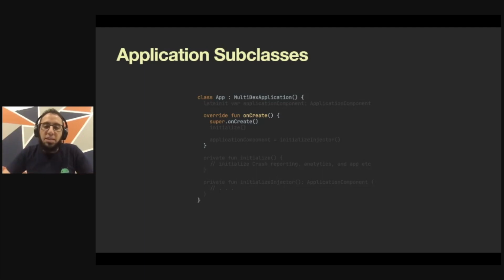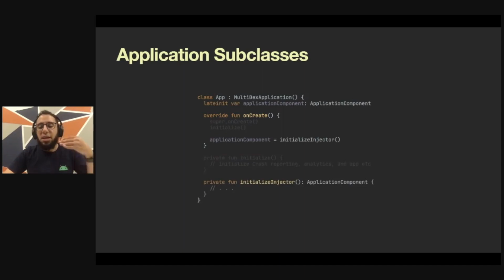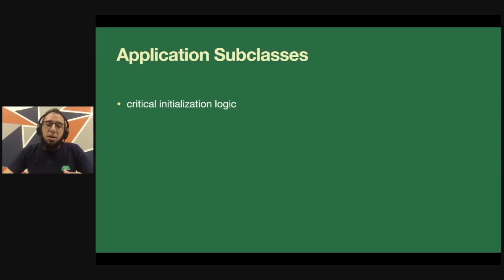The application subclass contains two types of logic. First is initialization logic, so things where we're initializing crash reporting or analytics or critical functionality to our app. And then there are the long-living singletons, for example, holding the graph of the DI graph, sorry, the DI graph. So essentially, it boils down to critical initialization logic and long-living objects that will live through the lifetime of the app.